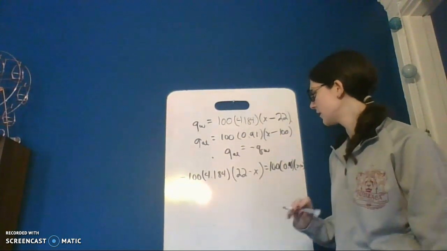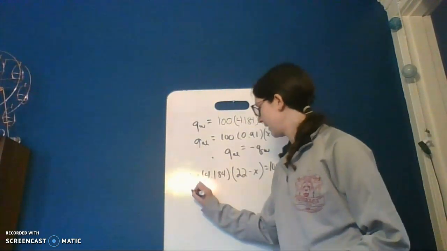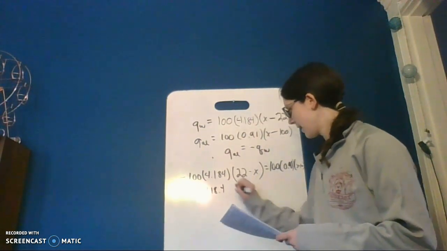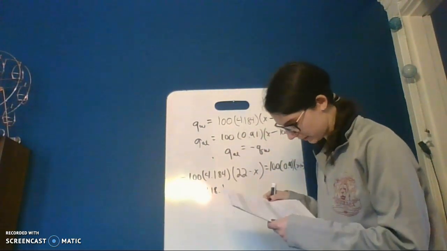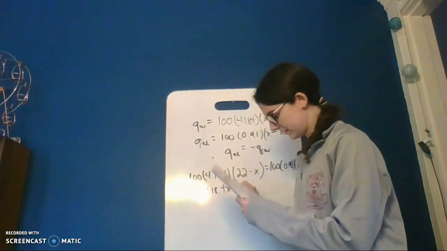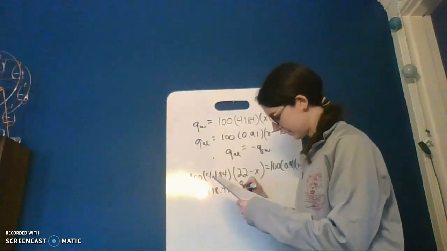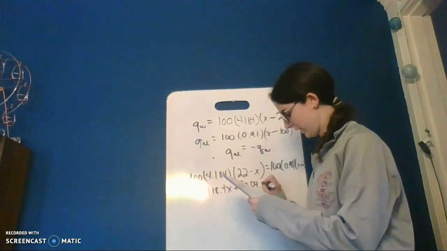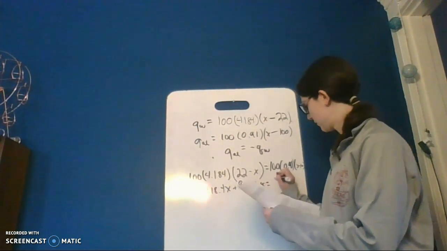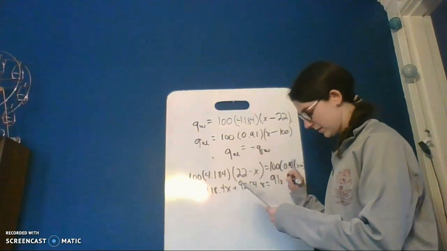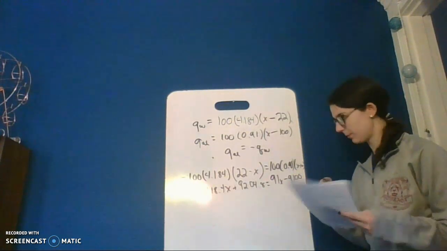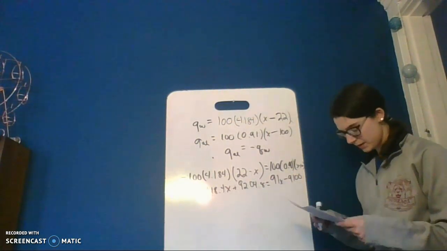Okay? So from here, if I distribute, I get negative 418.4 multiplied by x, plus 9,204.8. And then I can set that equal to 91x minus 9,100. Okay, so I just distributed everything in there, basically.